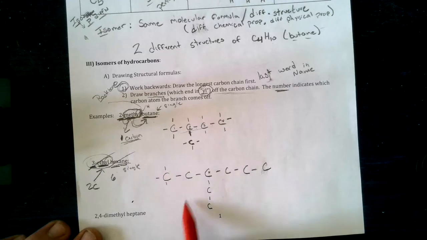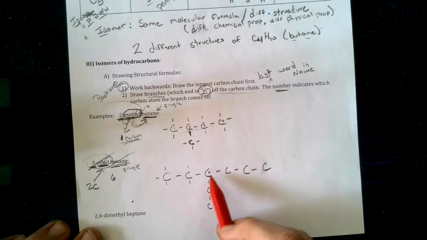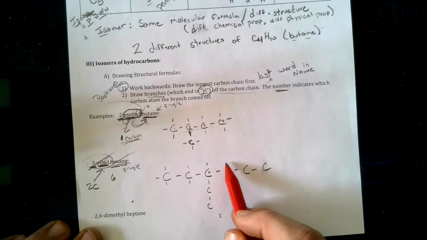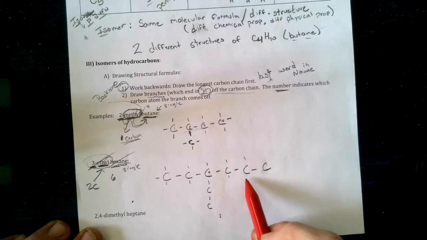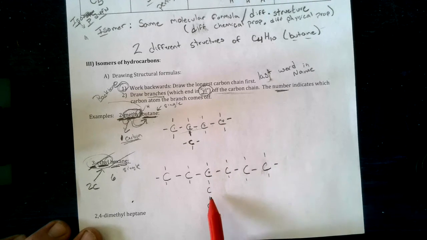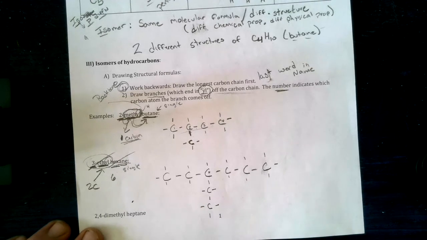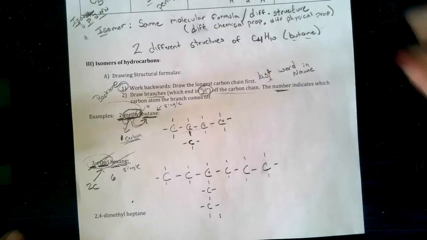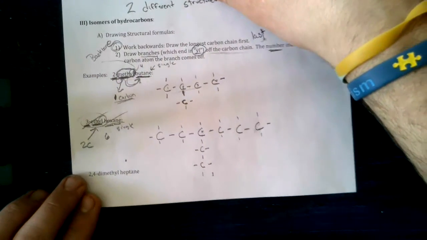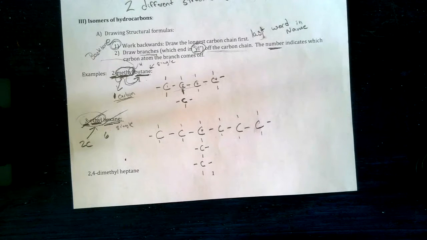1, 2, 3 there. 1, 2 there. 1 here. 1, 2 here. 1, 2, 1, 2, 3. 1, 2. 1, 2, 3. 3-ethyl hexane. All right. Now the last one has got a little bit of a catch to it. It's called 2,4-dimethyl heptane.